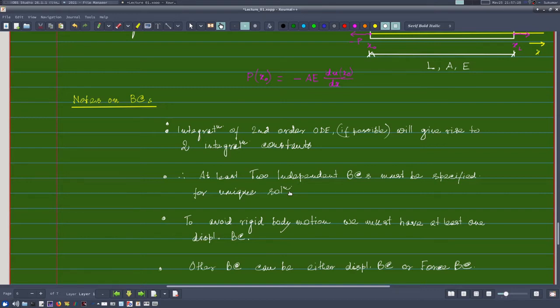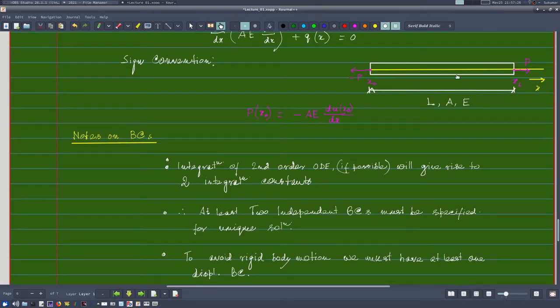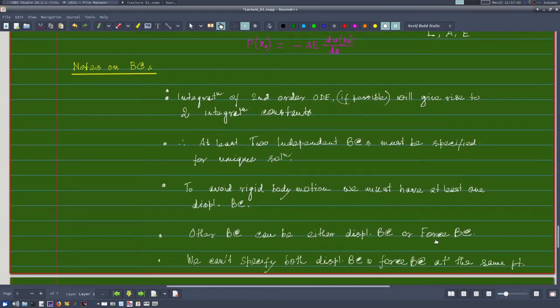Now, one thing should be very clear, that we need to avoid rigid body motion of the bar for solving the problem, because if the whole bar moves in space, no stress, no strain, no deformation takes place. So it is not a non-trivial solution for us. Therefore, in order to avoid rigid body motion, we must have at least one displacement boundary condition specified. Say at one point the displacement is 0, or some value. The other boundary condition may be either a displacement boundary condition or a force boundary condition.